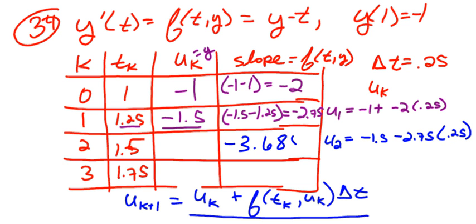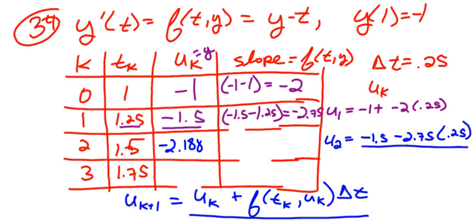-3.688. Uh-oh, wrong spot. Sorry, hold on, wrong answer. When I plug and chug this one, I should get negative 2.188.